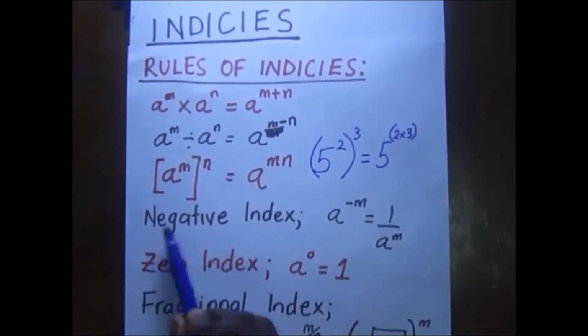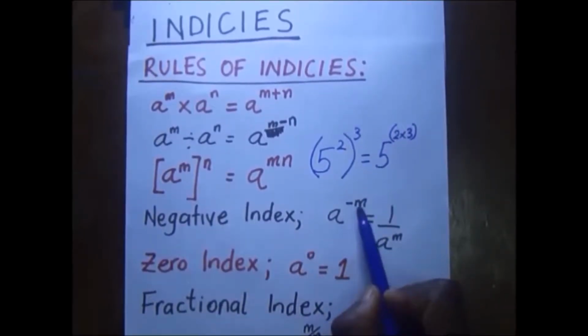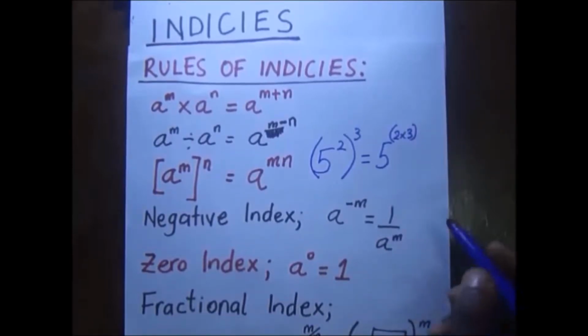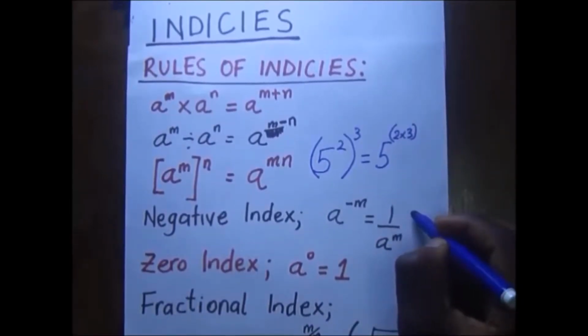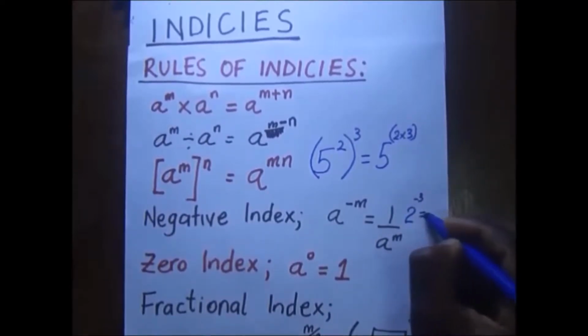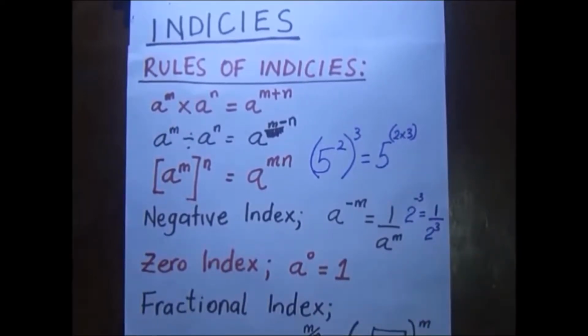So now we have the negative index. The negative index is when you have a number to the power of a negative term. This is the same as saying 1 over a to the power of that power. For example, if we have 2 to the power negative 3, it's the same as saying 1 over 2 to the power 3. As simple as that.